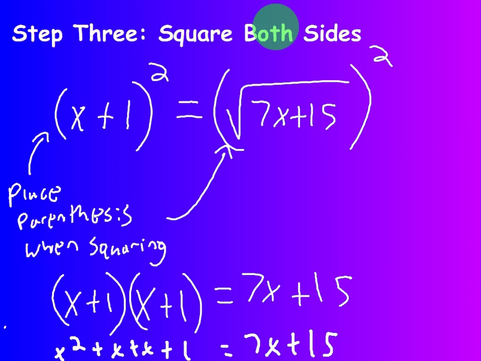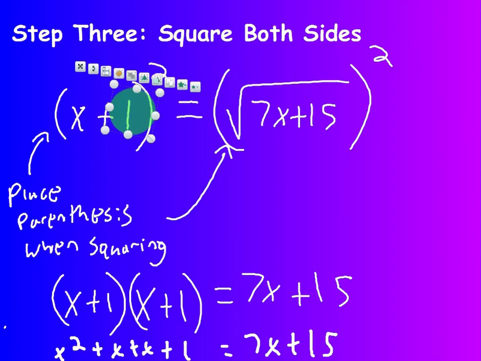So this is step 3. You're going to square both sides. Now notice, you want to put parentheses around both sides, especially when there's 2 terms on the left. When you square the right side, it's going to take care of that square root. You're just going to be left with what's on the inside, which is 7x plus 15.